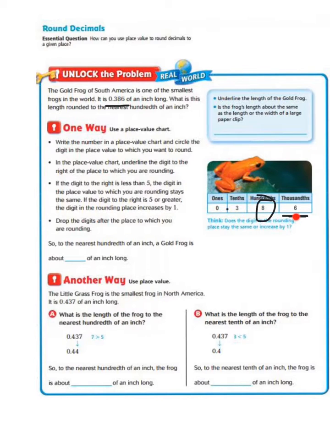So since 6 is greater than 5, we need to increase our hundredth spot by 1. And 8 increased by 1 equals 9. And then we drop the digits. We replace those with 0 after the place to which you're rounding. So to the nearest hundredth of an inch, a gold frog is about 0.39 of an inch long.